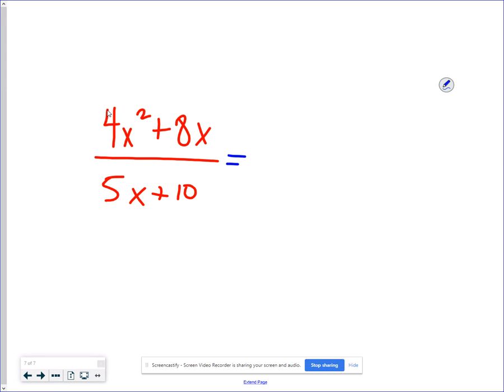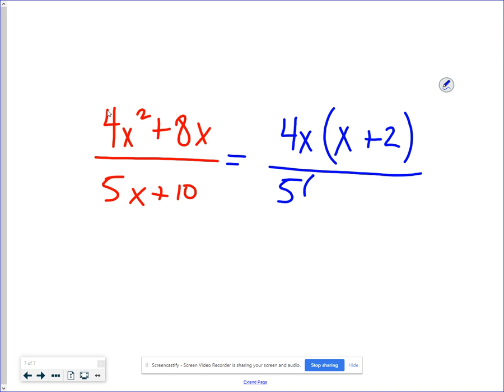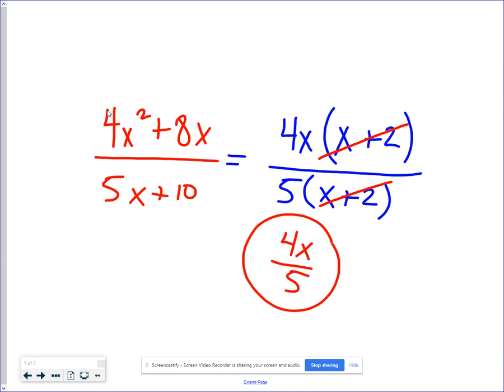Well, can the numerator be factored? Well, those two terms have a GCF. You can factor out a 4x. So you'll end up with getting 4x times the quantity x plus 2. On the bottom, what can you factor out of the bottom? A 5. So you end up with getting 5 times the quantity x plus 2. Now that you got both the top and the bottom of your fraction factored, now you can cancel out common factors. So they both have x plus 2. So the simplified answer would be 4x over 5.